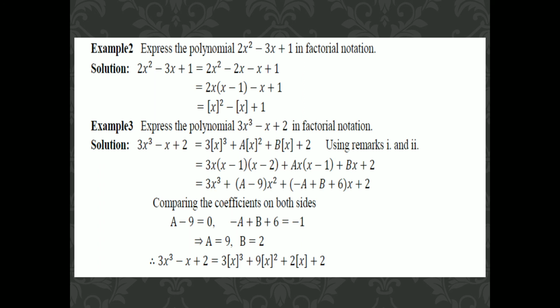Comparing the coefficients on both sides, we get a minus 9 is equal to 0, and minus a plus b plus 6 is equal to minus 1. From these two equations, we get the values of a and b as 9 and 2 respectively. Hence, we can write the given polynomial in factorial notation as 3 into the factorial x cube plus 9 into the factorial x square plus 2 into the factorial x plus 2.